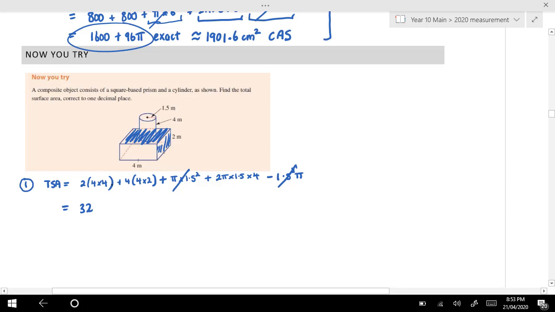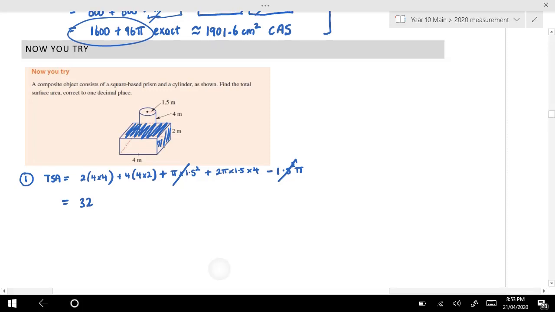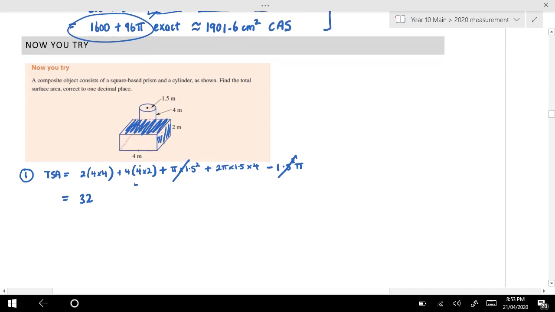So we've got 2 of 4 by 4, which is 32. And so we've got here 8 times 4 is also 32. And then we've got this 2 pi h, the curved surface there, which is now 2.2 times 1.5 is 3, times 4 is 12. Look at that. We've just worked, no rounding, no decimals. We can do the rounding at the end if we need to.